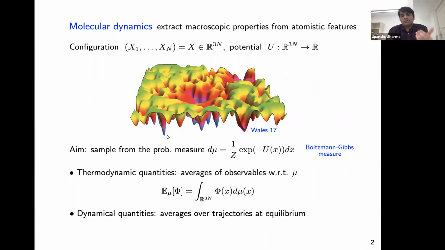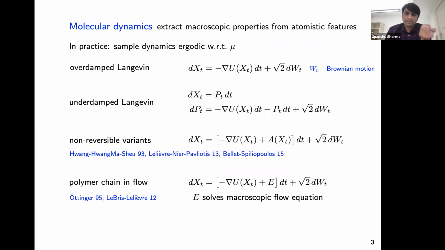Now the question is how do you sample these probability measures? Well, the way you do it is the classical idea. You take some dynamics, stochastic dynamics, typically a stochastic differential equation, which is ergodic with respect to this invariant measure, with respect to this measure.